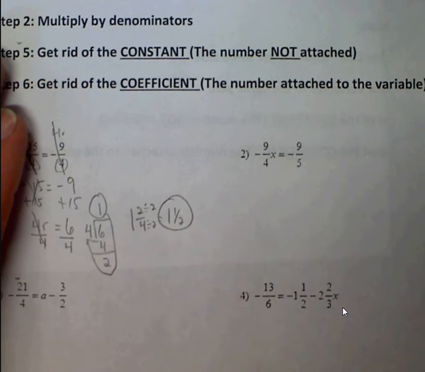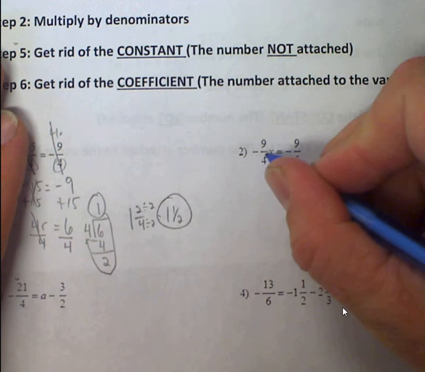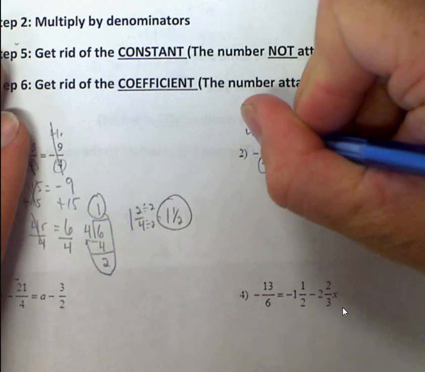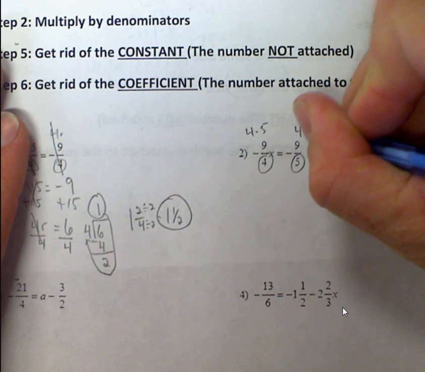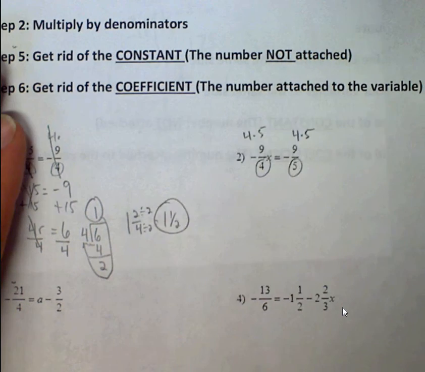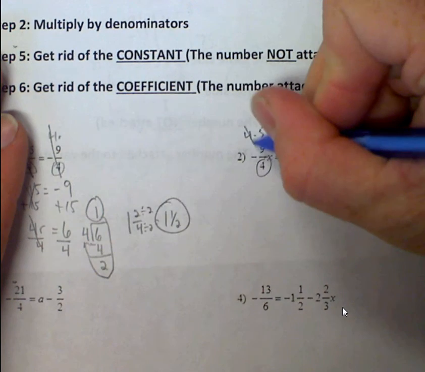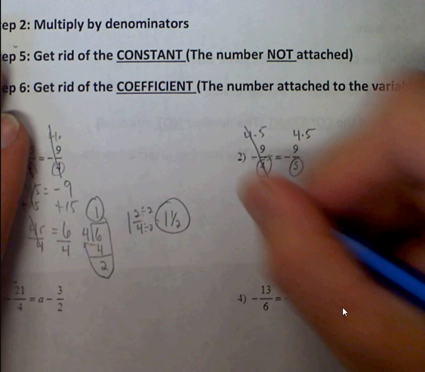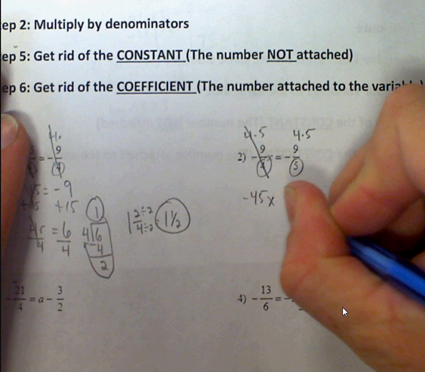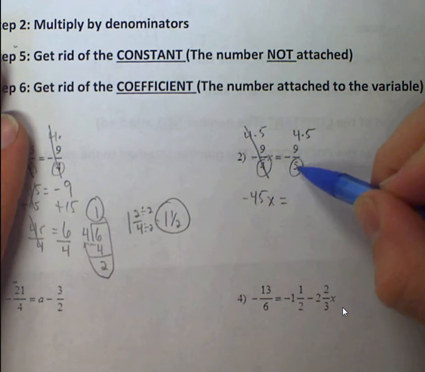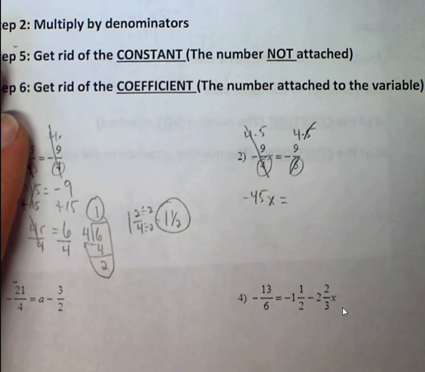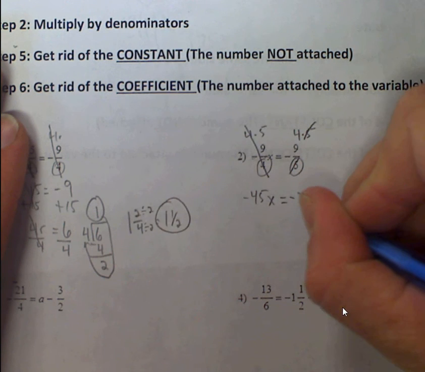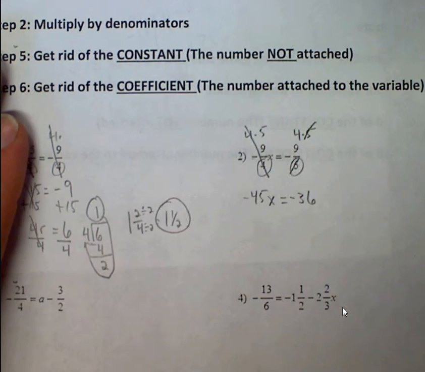On number 2, same thing. My denominator is 4, my denominator is 5. So this time, I'm going to multiply everything by 4 and 5. The 4 is on top, the 4 is on bottom, they cancel. Negative 9 times 5 is negative 45x. The 5 and the 5 cancel. 4 times negative 9 is negative 36.